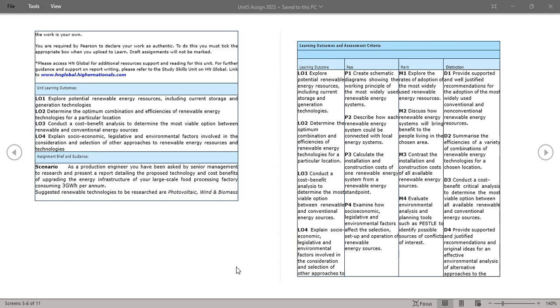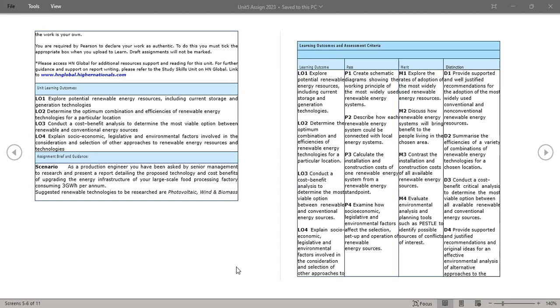Wind, typically 40%, it's limited by the Betz limit. It's the physical limitations of taking the kinetic energy out of the weather system. Biomass is typically 30% efficient, dictated by the Carnot cycle when you get into the laws of thermodynamics.